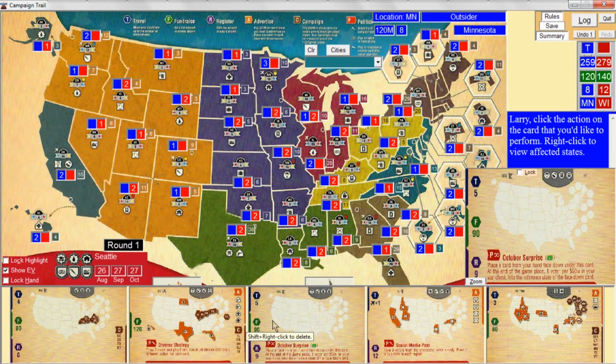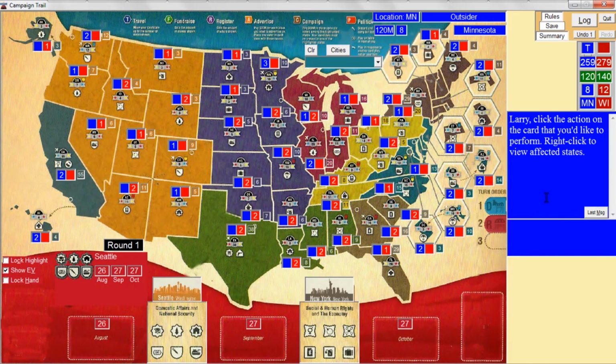I am the starting player. My program chose a random player to start with, chose me. So it's my turn. And again, I start with $120 million in my war chest and 8 registered Democratic voters that I have available to me to place in states using different kinds of actions. I'm in Minnesota because that's my home state.